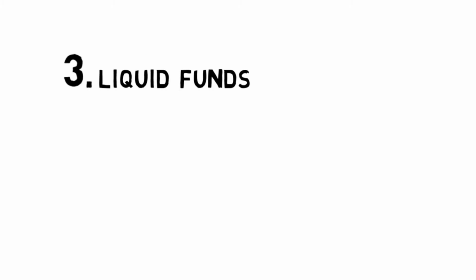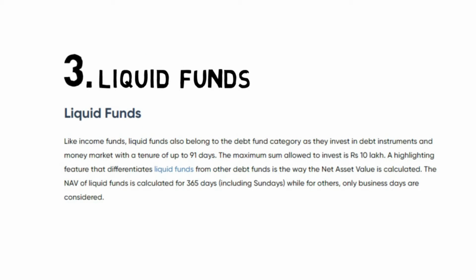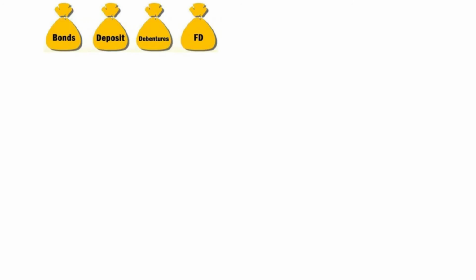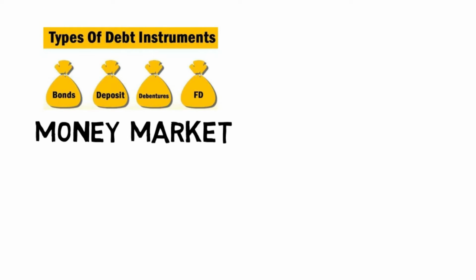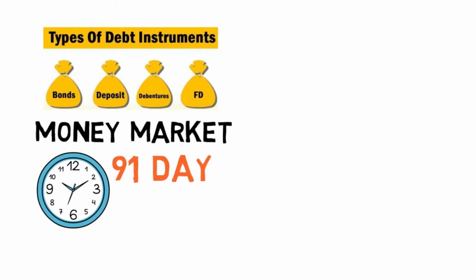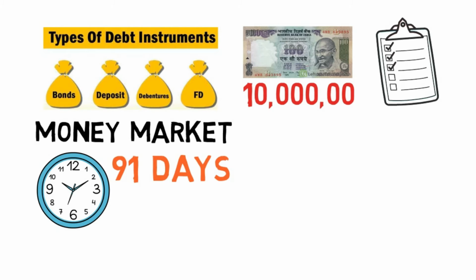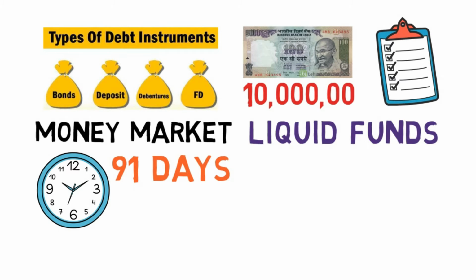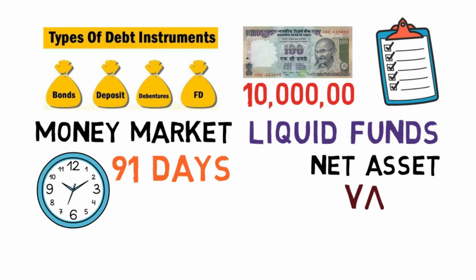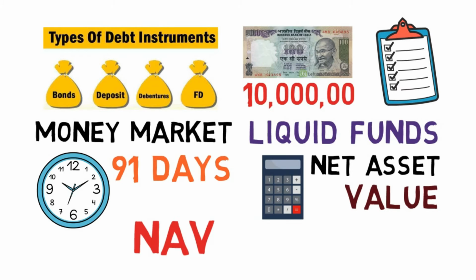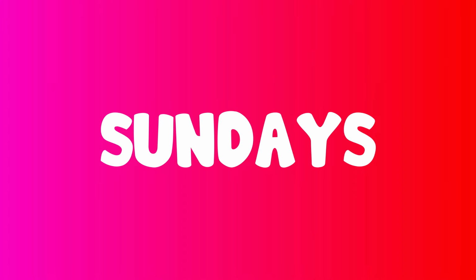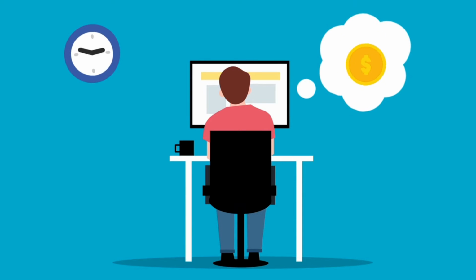Number 3, liquid funds. Like income funds, liquid funds also belong to the debt fund category as they invest in debt instruments and money market with a tenure of up to 91 days. The maximum sum allowed to invest is 10 lakh. A highlighting feature that differentiates the liquid funds from the other debt funds is the way the net asset value is calculated. The NAV of liquid funds is calculated for 365 days including Sundays, while for others only business days are considered. Number 4, tax saving funds.